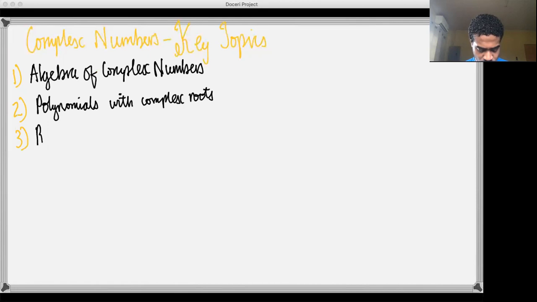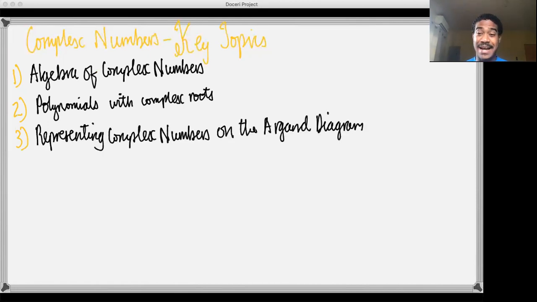The next thing we want to look at is representing a complex number on the Argand diagram. This is very key, right? That is very key because the exam likes to ask you to draw up the Argand diagrams. So that is the third point.